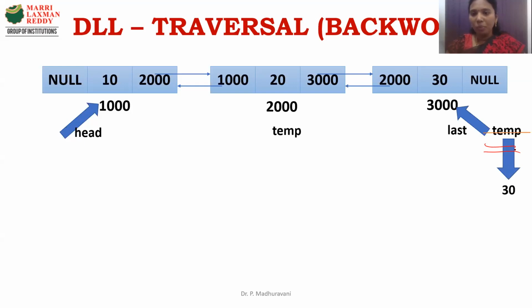Then move temp to the previous node by using temp equal to temp arrow previous. Now temp is referring to the address 2000. Print temp arrow data, which is 20.